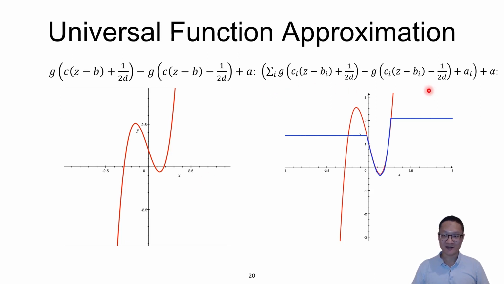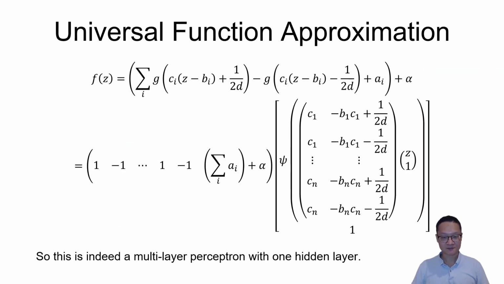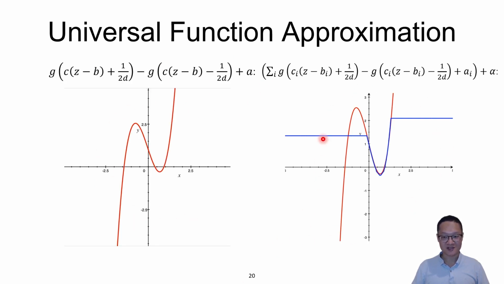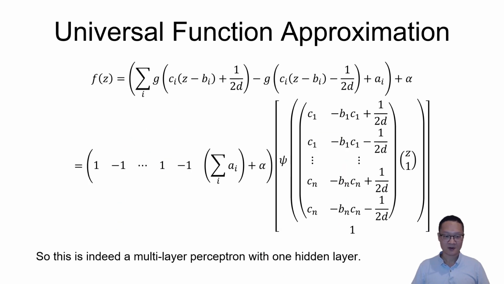So now we're going to show that this function is actually a multi-layer perceptron. That's basically what this slide is saying. All we have to do is write this function in the form of a multi-layer perceptron. If we can do that, it means that a multi-layer perceptron would be able to approximate any function on a bounded set arbitrarily well. Okay, so let's do that.